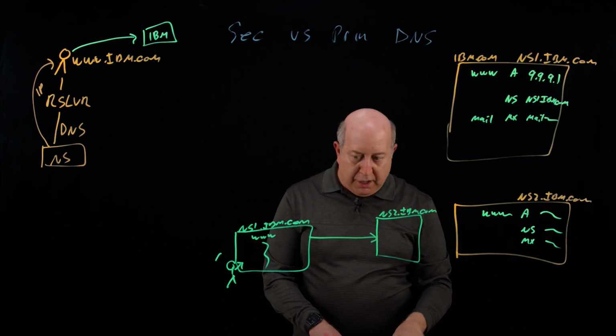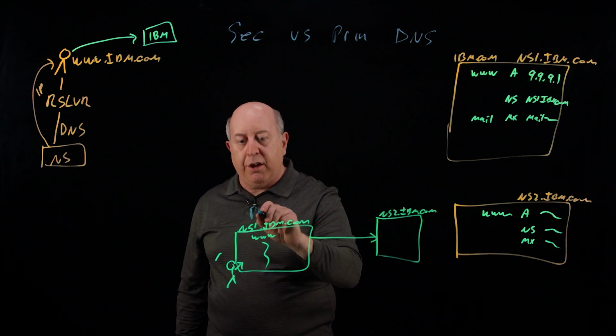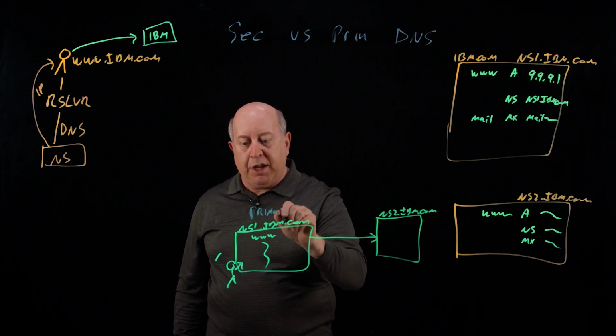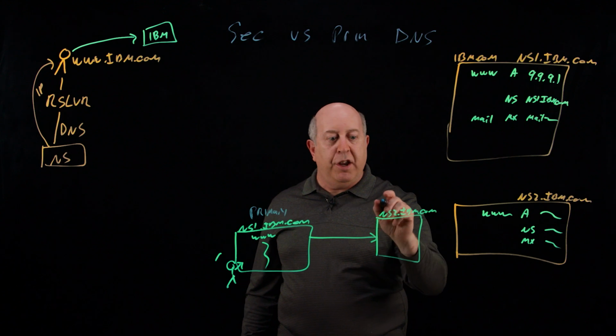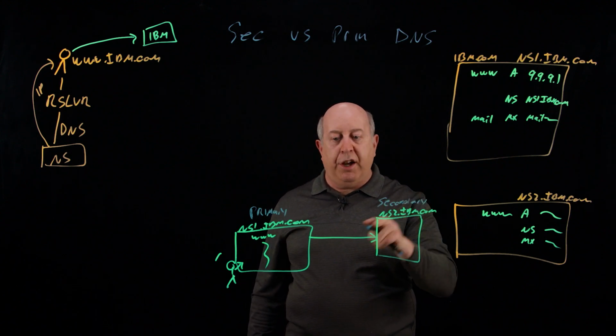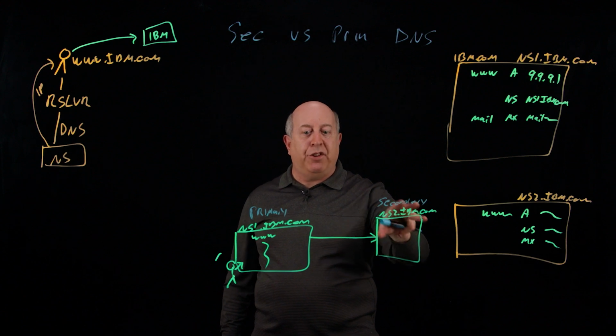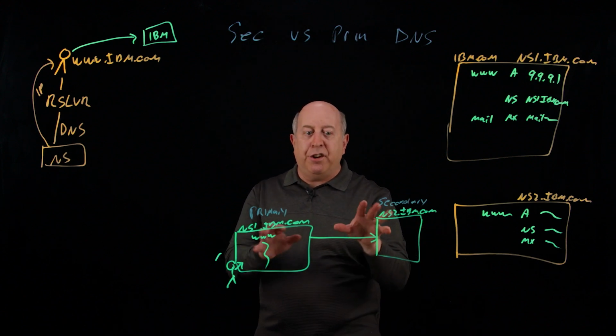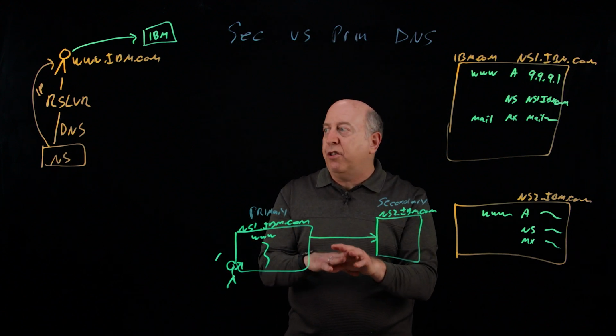This one is known as the primary because that's where I'm doing the configuration. And this one is known as the secondary because that's getting the copy. It's a second copy. And I'll dig into the details of how this interaction works in a second.